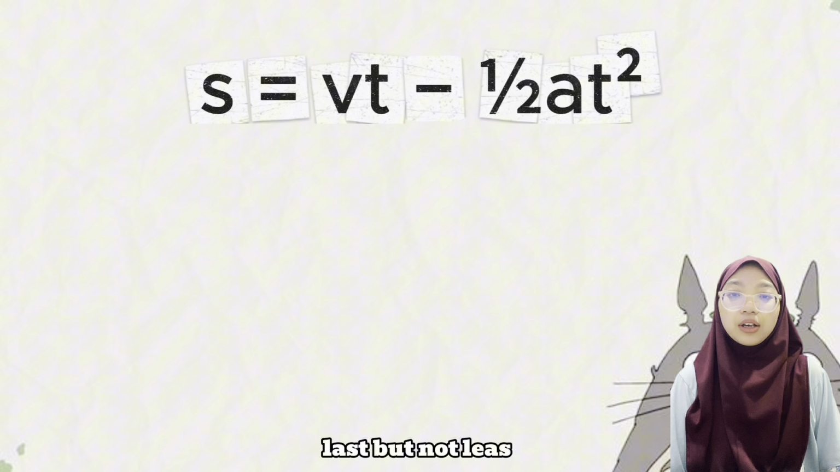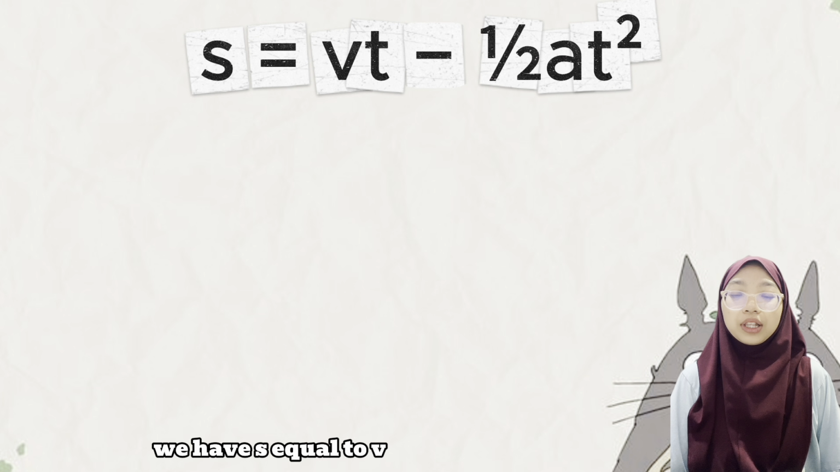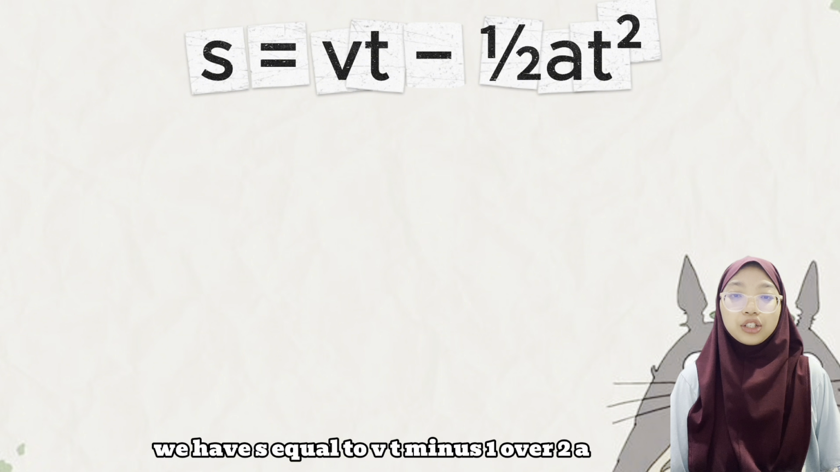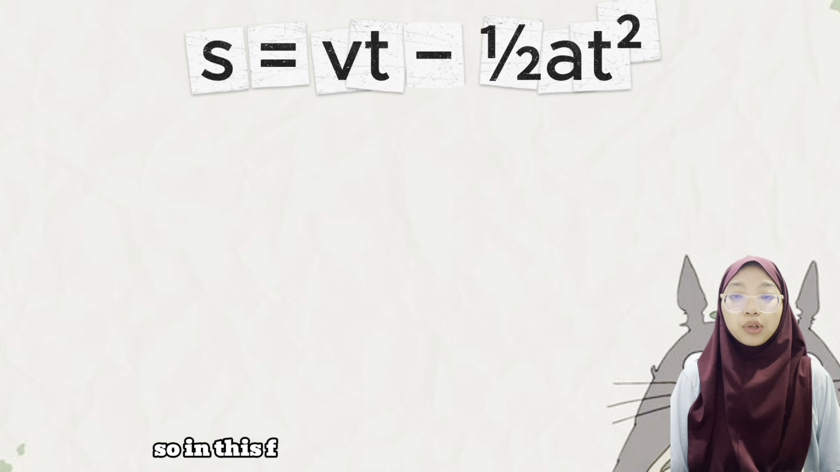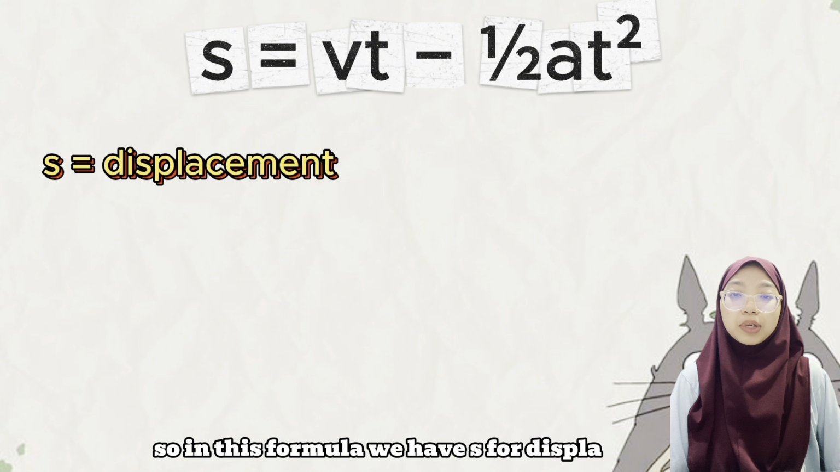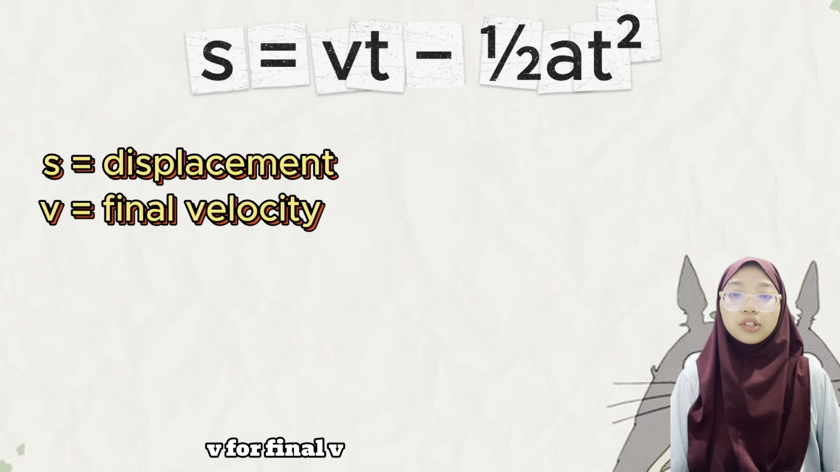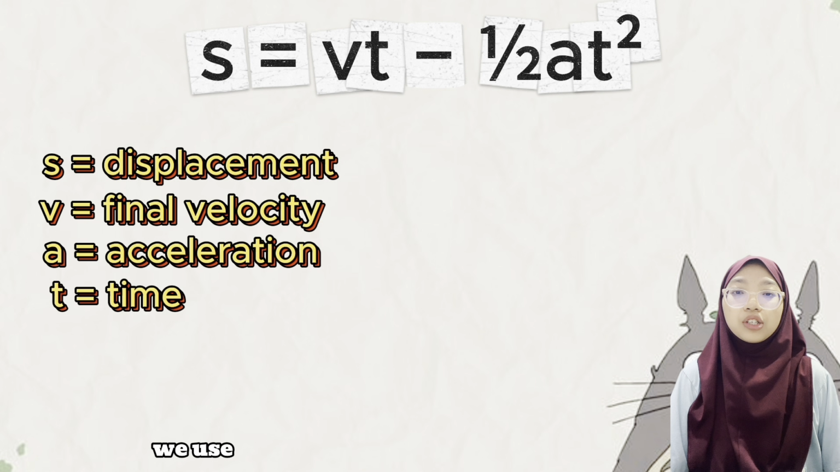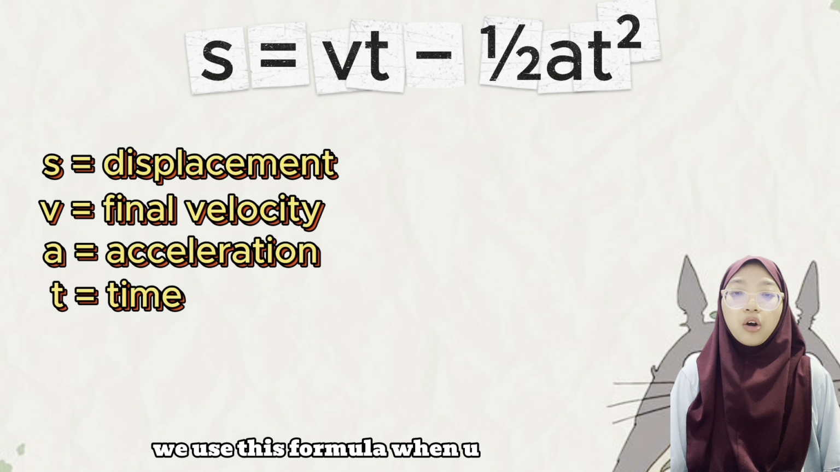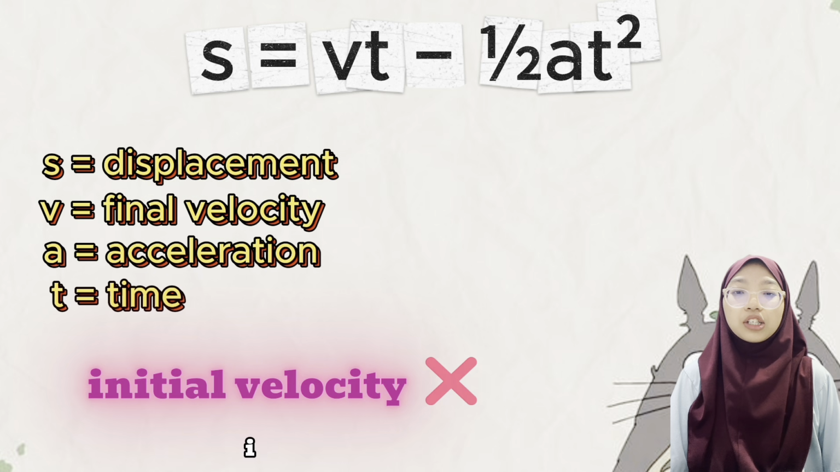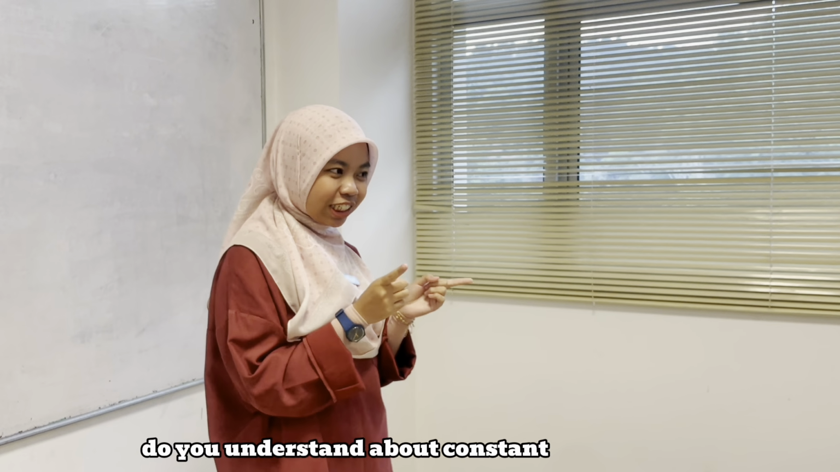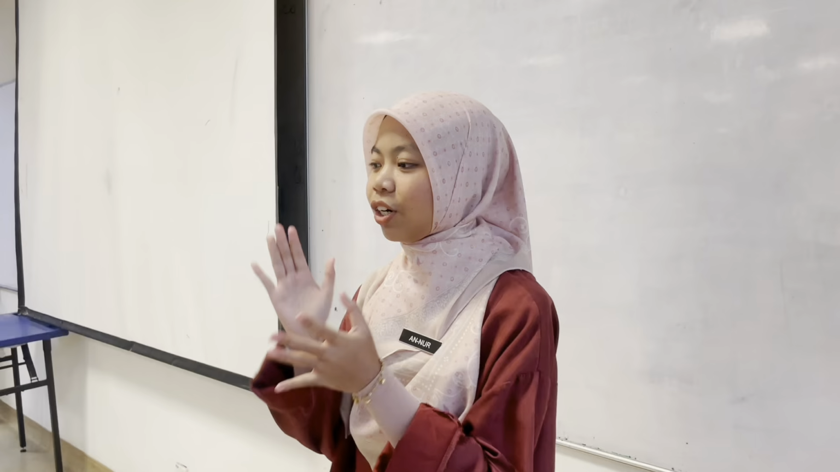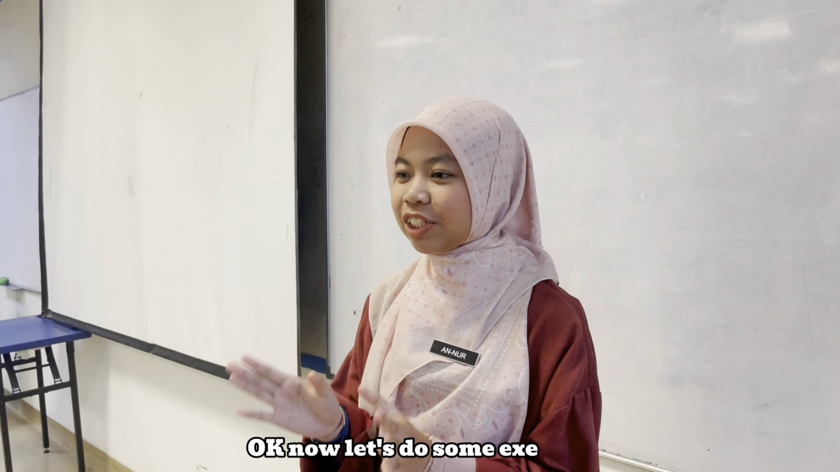Last but not least, we have S equals VT minus 1/2 AT squared. In this formula, we have S for displacement, V for final velocity, A for acceleration, and T for time. We use this formula when U, or initial velocity, is not given in the question. Great job, everyone. Do you understand constant acceleration? Yes! Okay, now let's do some exercises.